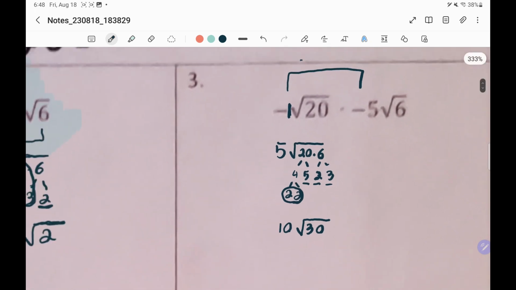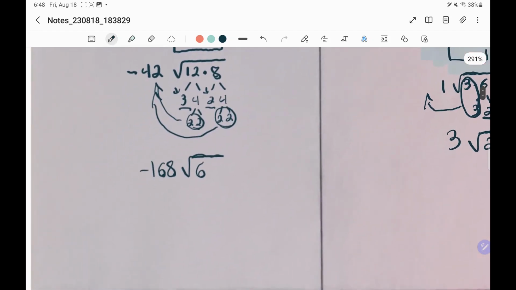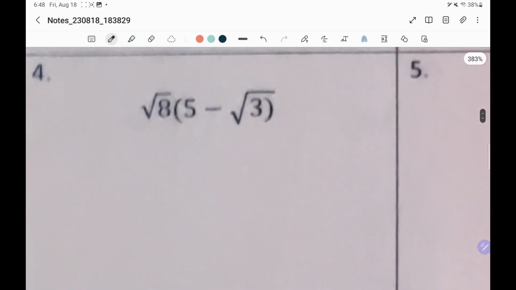Not too shabby yet, okay? Not too shabby. Now let's go. That's already 4 problems down. We have a couple more.